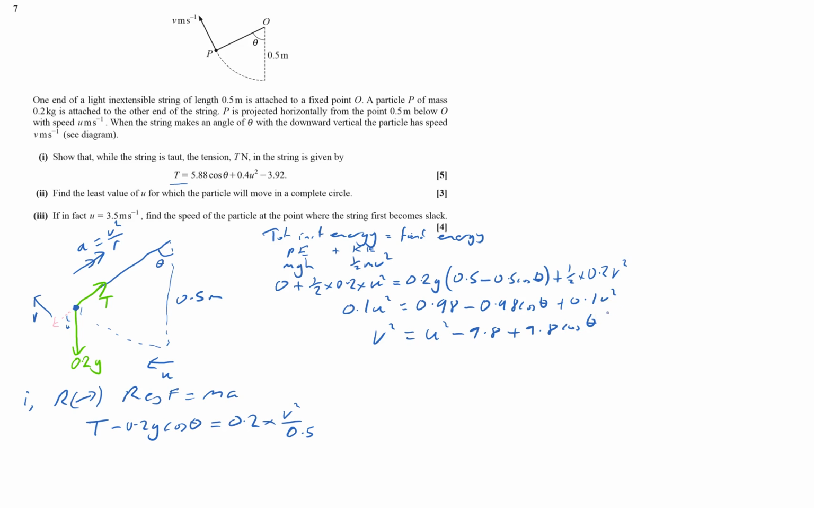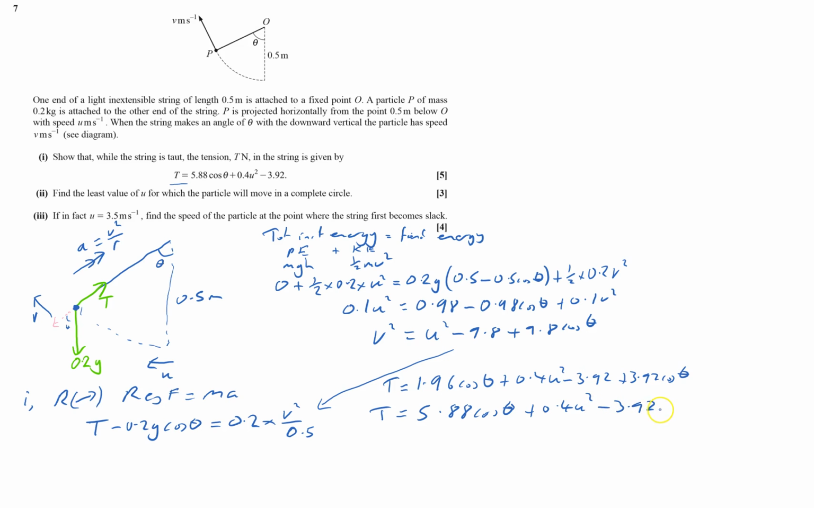And that's nice now, because now I can combine that, and that v squared can go here, and that will give me that T equals 1.96 cos theta plus 0.4 u squared minus 3.92 plus 3.92 cos theta, so T equals 5.88 cos theta plus 0.4 u squared minus 3.92 as required. It's done the first part.